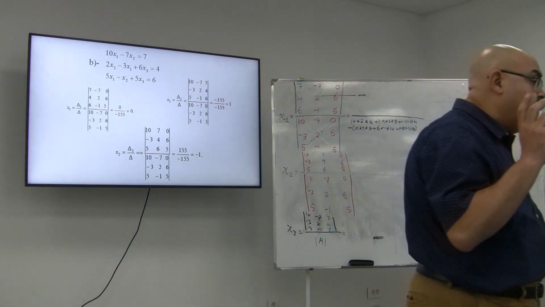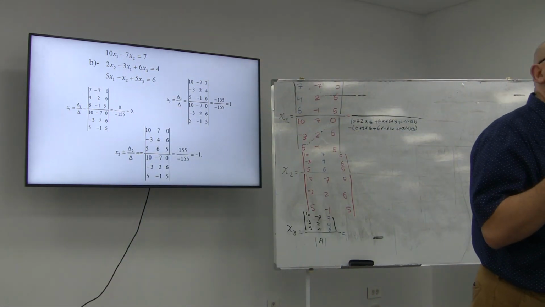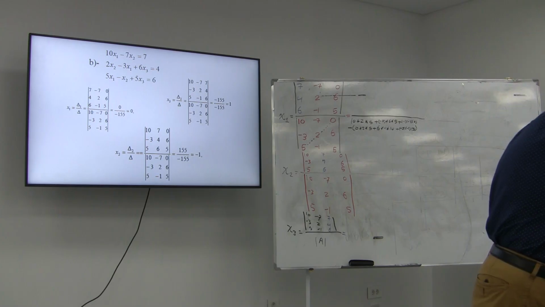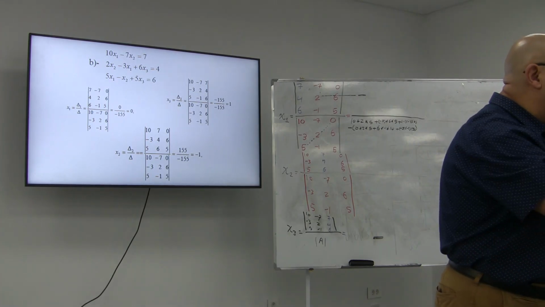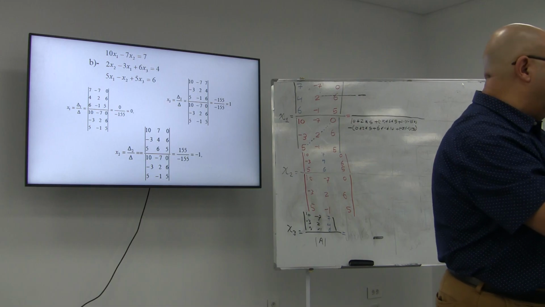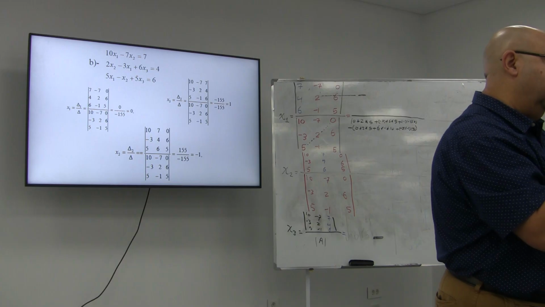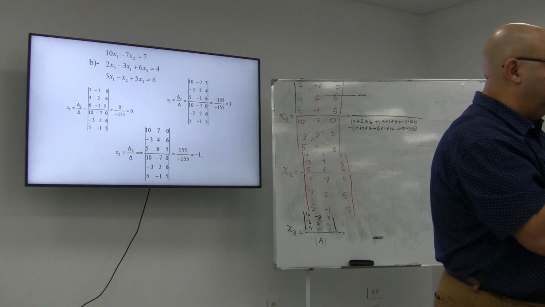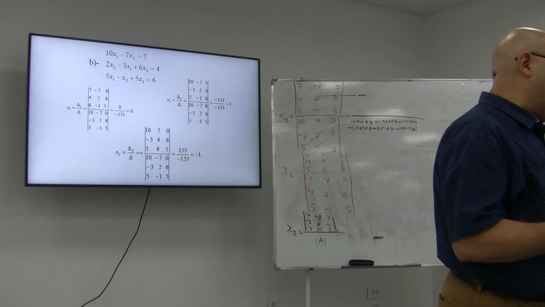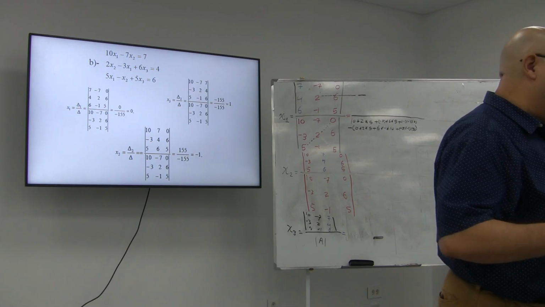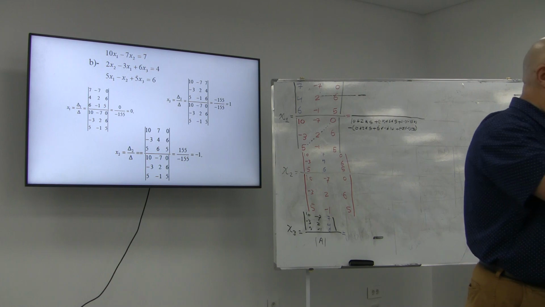Just to think about it. If I have a 4 by 4 system, how many determinants should I evaluate using the Cramer method? 5 of them. And each one of these 5 determinants, you have no other way, unless you break it into another 5 4 by 4. So simply, in order to evaluate a 4 by 4 system, I will have 5 4 by 4 determinants.